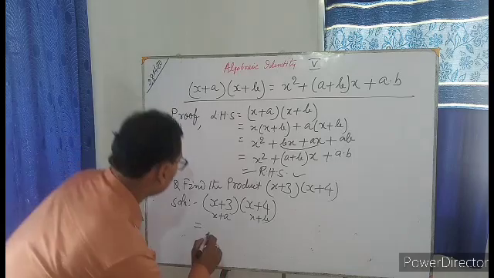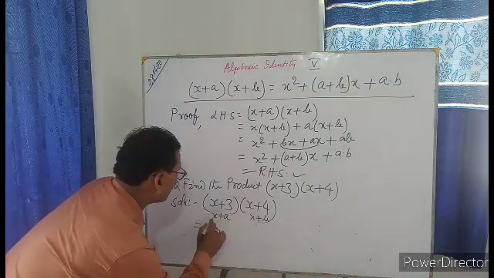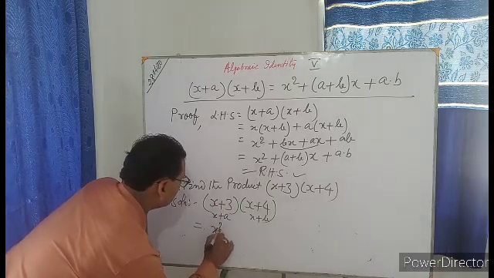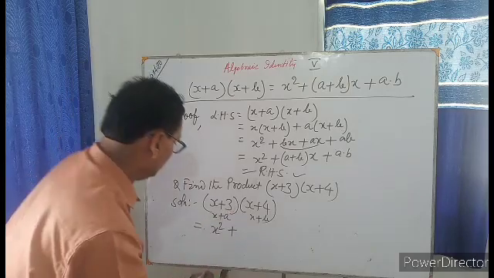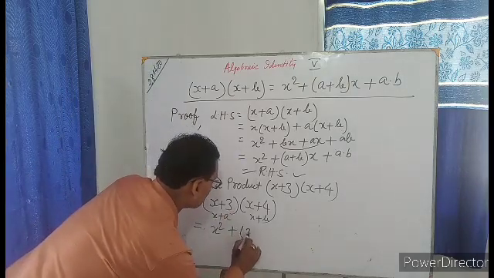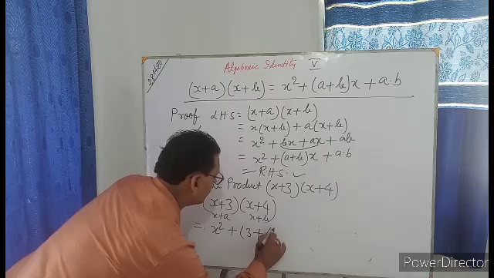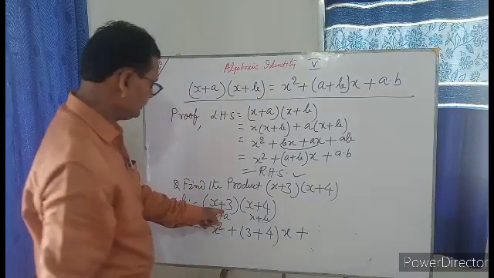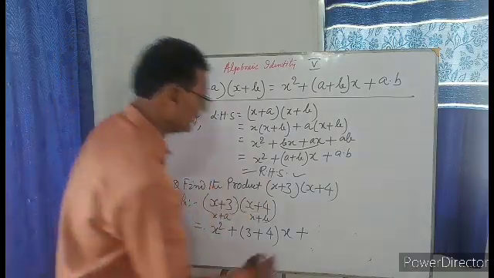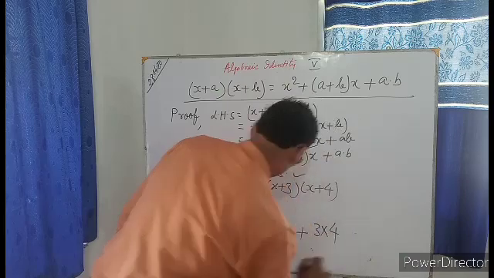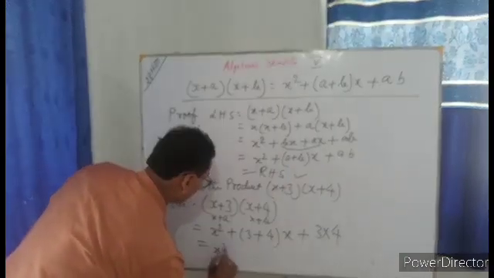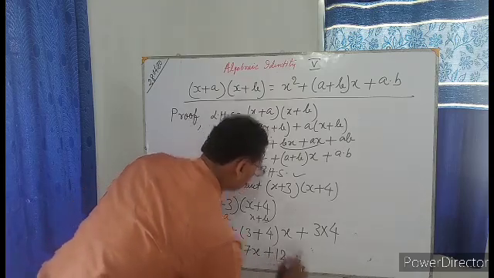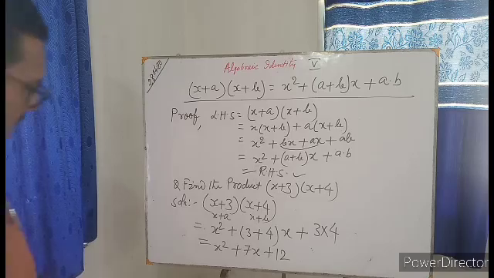So what you will have here, x plus 3 into x plus 4: x square, that is x square, plus a plus b. What is a? A is 3. What is b? It is 4, into x, and plus a into b. What is a? 3. And what is b? 4. 3 into 4. So what we have? x square plus 3 plus 4, 7x, and plus 12. Okay, no problem.